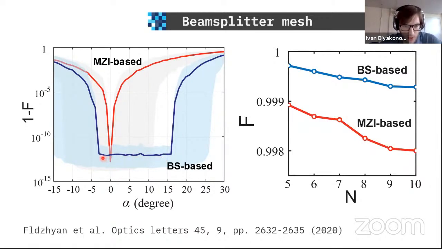It can be seen that the operation of this BS-based approach is more tolerant to the imbalance of the interferometer, given here in terms of the angle, and also it is more prone to losses on each beam splitter, whereas the MZI-based is a bit less prone to the loss. N here is the dimension of the interferometer. This work is published over here this year.